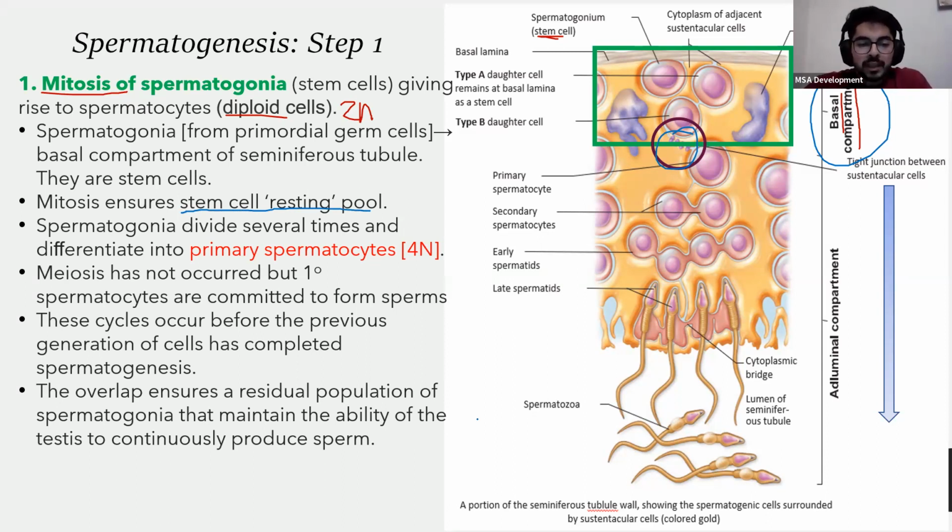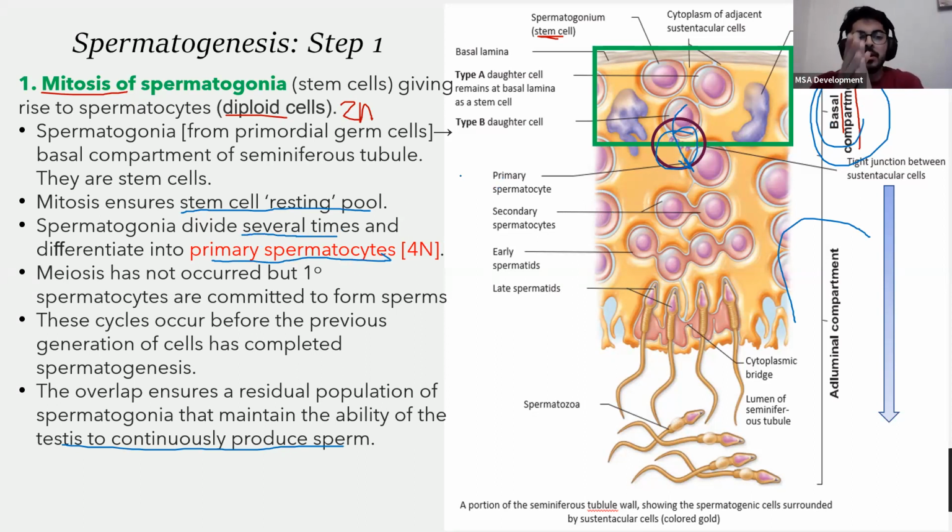And this is going to maintain the ability of the testes to continuously produce sperm at any time. However, some of these spermatogonia start to differentiate into primary spermatocytes after multiple divisions. These spermatocytes are then going to jump over the blood testis barrier from the basal compartment to the adluminal compartment, and this is going to be the first step of the meiosis step.